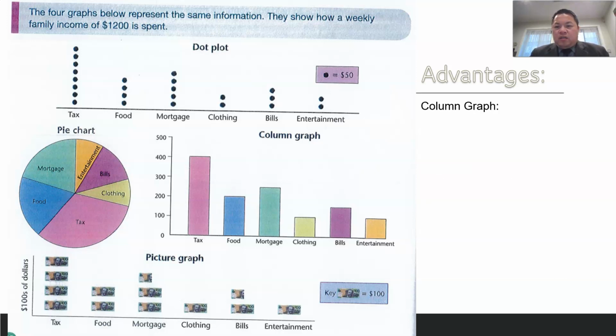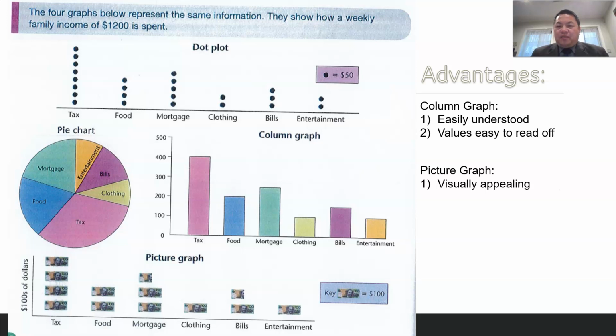Okay, column graph, that's my favorite, because a column graph can be easily understood. Again, you can see which one has the highest, which one is the lowest. You can always see the difference. You can always find the numbers easily. Values are easy to read off. What about picture graph? Visually appealing. It's nice to have a picture there, isn't it?